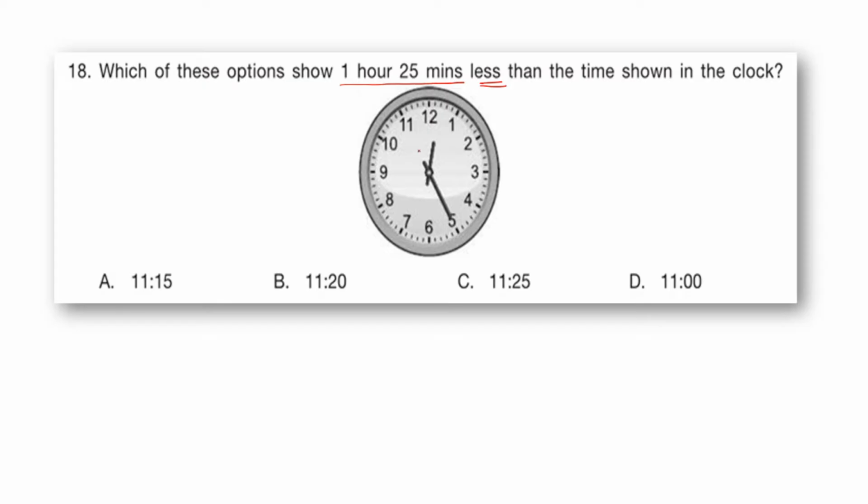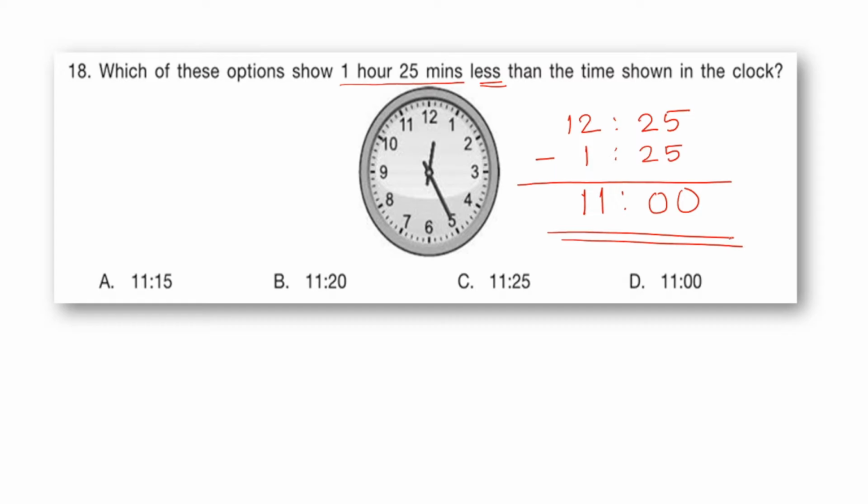Well, the time shown in this clock is 12:25. So we'll write 12:25 in the clock. And we need to find the time which is 1 hour 25 minutes less than this time. So let's do 25 minus 25 is 0, and 1 hour less than 12 is 11. So it is 11 o'clock, which is option D, which is our right answer.